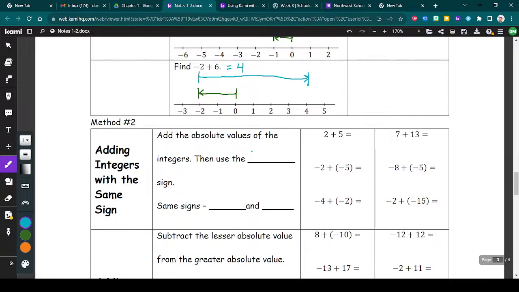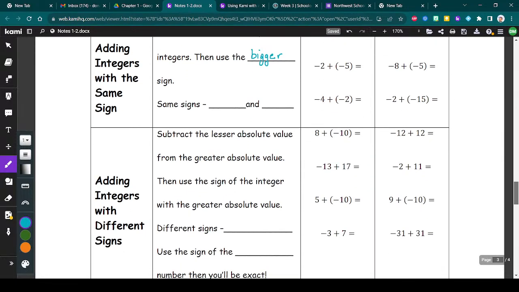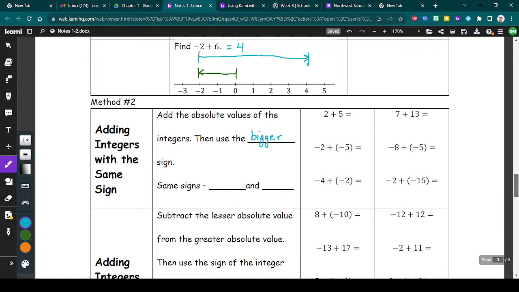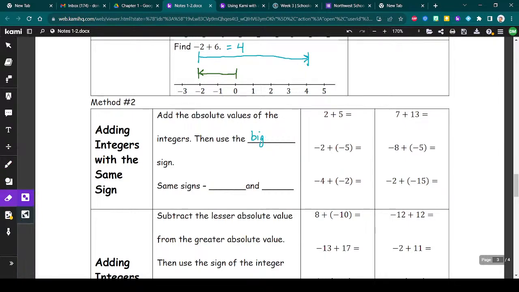I'm going to say the bigger sign. I'm just trying to... Oh, no, actually, you know what? I can use... All right. Oh, this is adding integers with the same sign. I'm sorry. Then I can just use the same sign. I wasn't reading the rules.